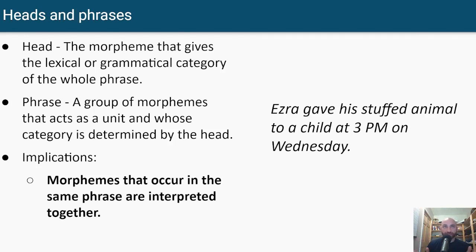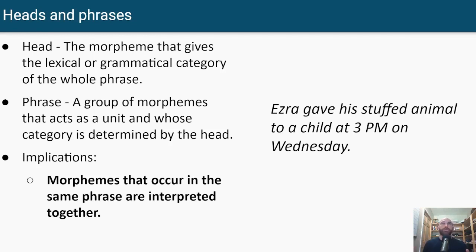We can look at this sentence. We'll use this sentence several times throughout. Ezra gave his stuffed animal to a child at 3 p.m. on Wednesday. When we look at a child, that is a phrase. And so we're going to later define that phrase as a determiner phrase. Okay? So a is the determiner and child is the noun. So a child, that whole unit, is a determiner phrase, which means that the head of the phrase, that whole phrase, is a determiner, a.